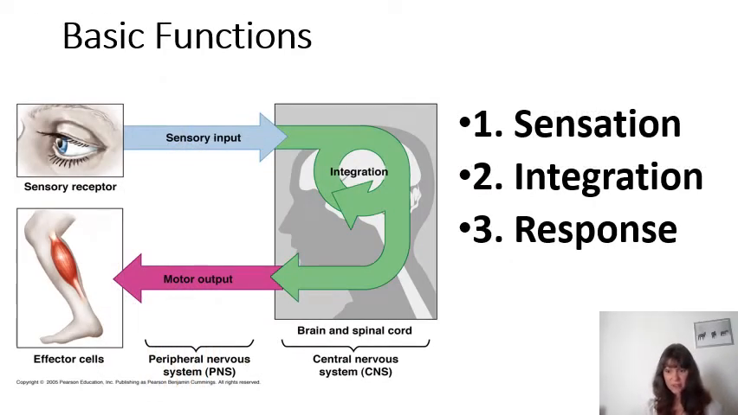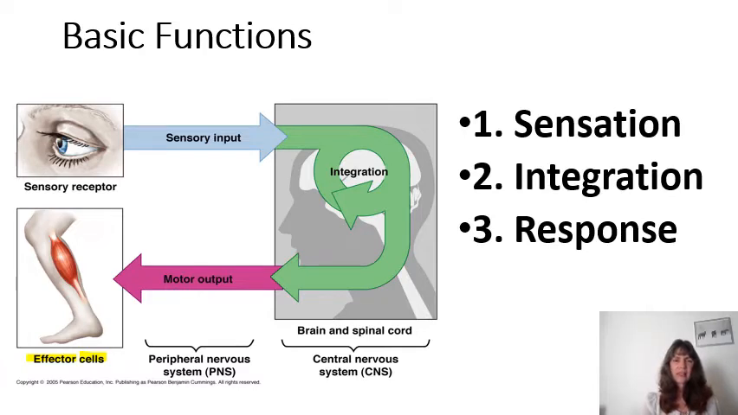Basic functions of the nervous system and nervous tissue can be broken down into sensation, where there is some kind of input or stimulus, integration, where that sensory input is processed, and then a response, which occurs as motor output. Usually, motor output goes to muscles or glands, which are known as effectors, which is why on this particular slide you will see the word effector in front of the word cells on the lower left-hand side of the screen.